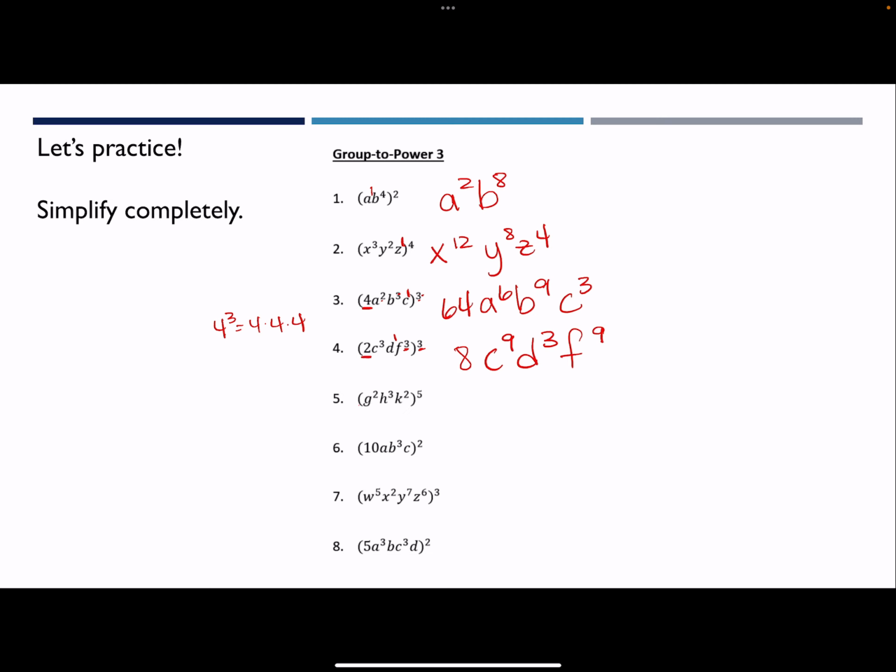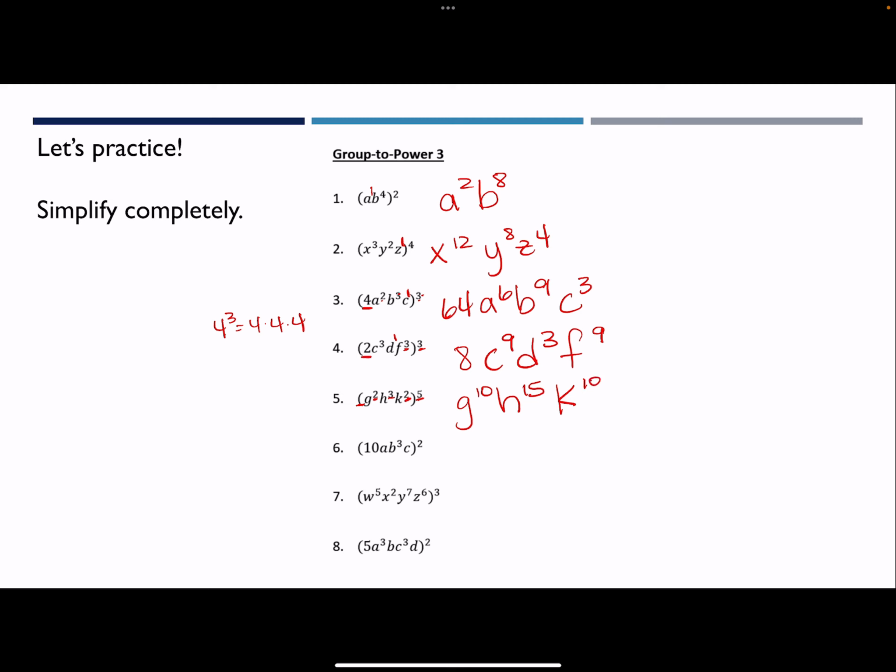Number 5, we don't have a coefficient out in front, so we're just multiplying the exponents. So g to the 2 times 5, so g to the 10. H to the 3 times 5, so that's h to the 15. And k is raised to the second, so it's 2 times 5, which is k to the 10th.